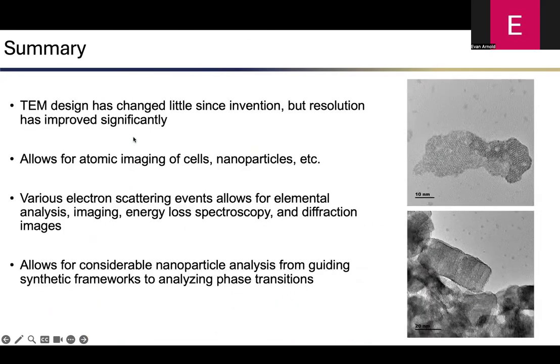So to summarize, the TEM has actually changed very little since its invention, but the resolution has improved significantly. And this has allowed for imaging of cells from microbiology, nanoparticles, and materials imaging. And because there are several scattering events that happen with electrons in a sample, we can get a lot of information from the TEM, such as elemental analysis, different types of images, energy loss, and diffraction images. And all in all, this has allowed the TEM to be as powerful as it is today and to really push the nanoparticle field in particular forward, about which we likely wouldn't know quite as much.